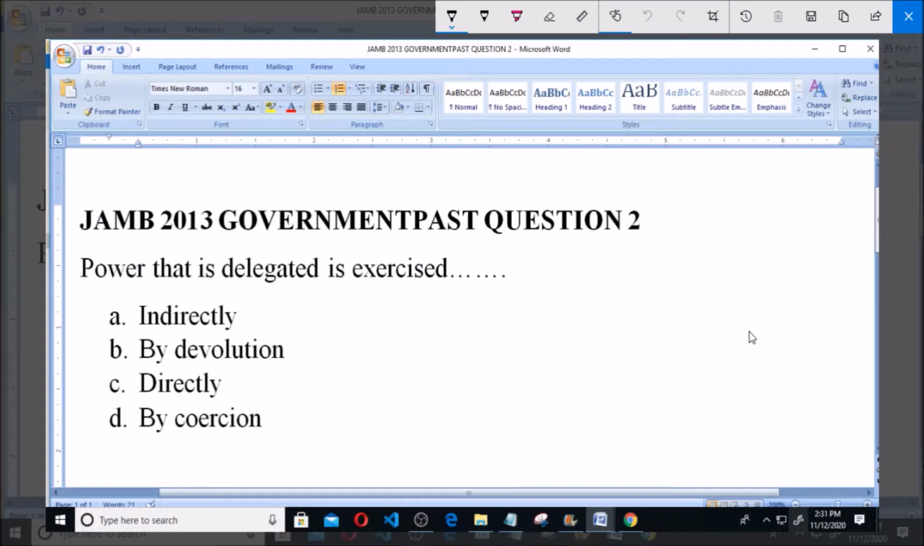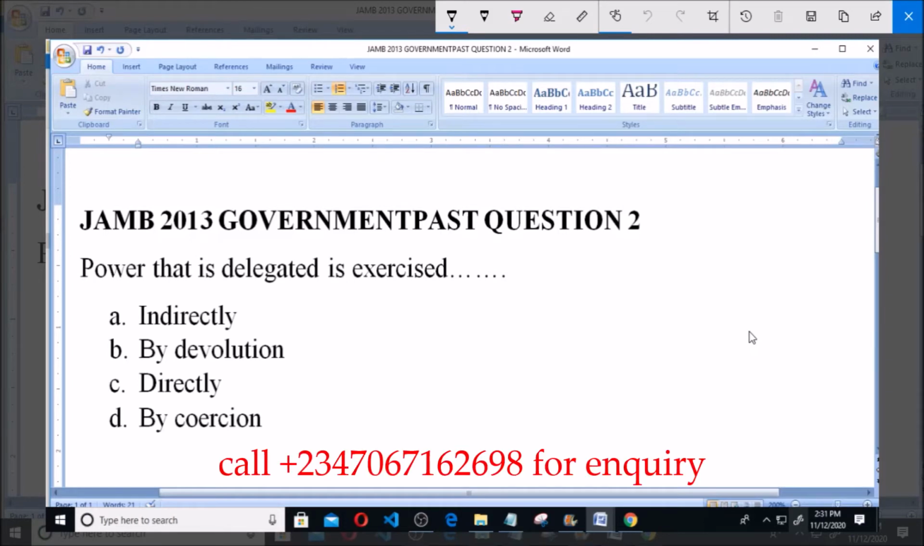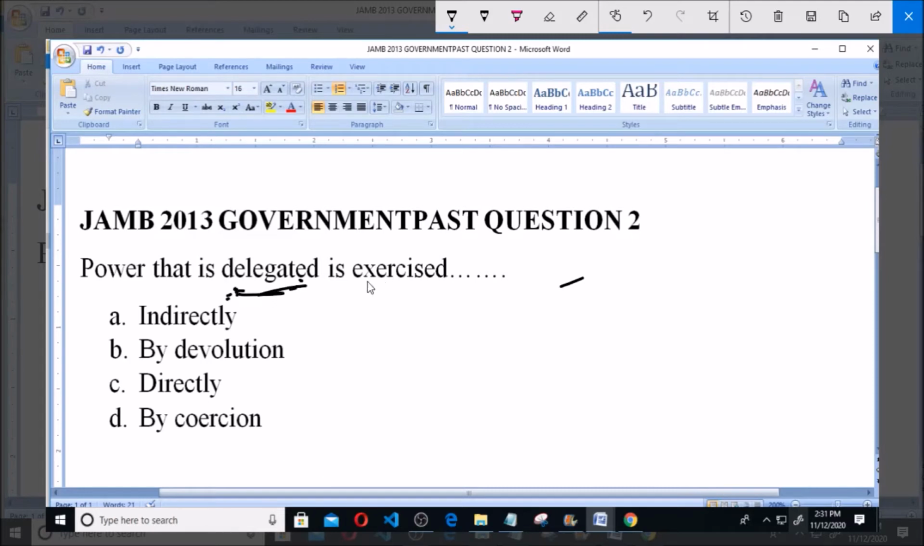2013 Government past question. Question number 2 says: power that is delegated is exercised dash. Power that is delegated is exercised dash. That is delegated power. That's what we call delegated power. And when we talk of delegated power, it means transfer of power to a subordinate.